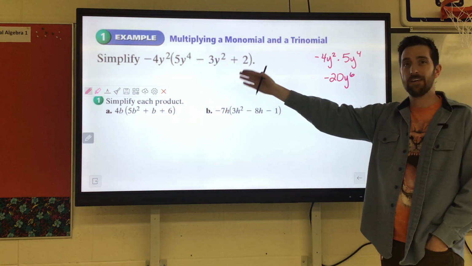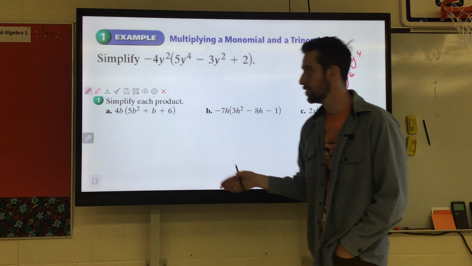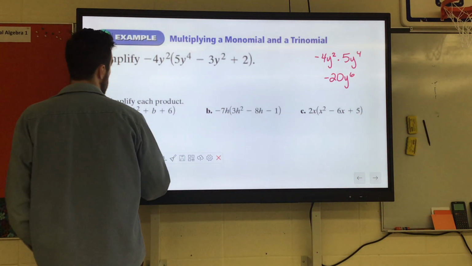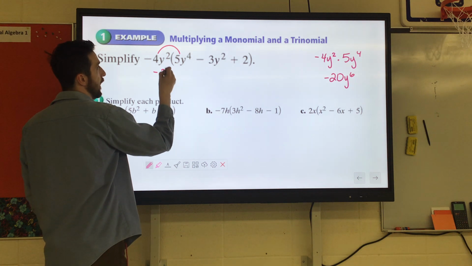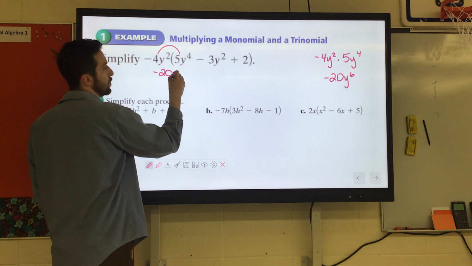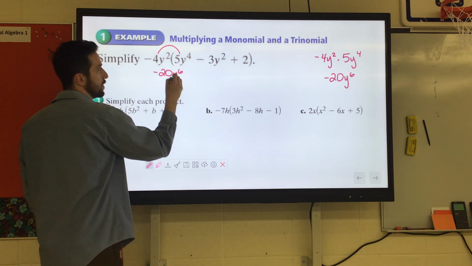This is the same thing, except we just have to do it 3 times. It's like 3 problems in one. So negative 4 times 5 is negative 20, and we add the exponents. Y to the second times y to the fourth would be y to the sixth.